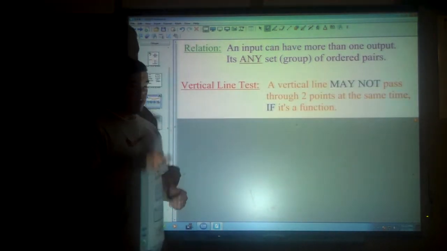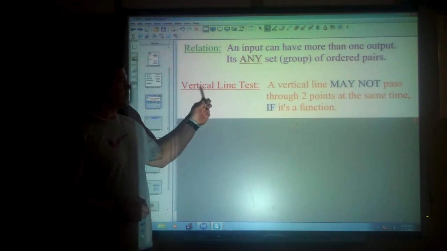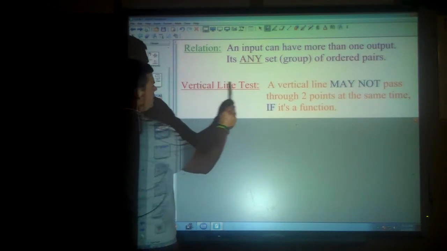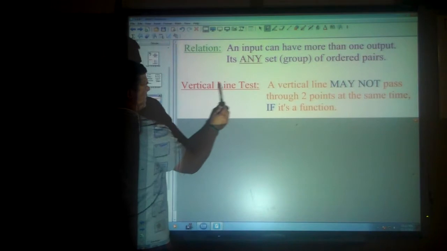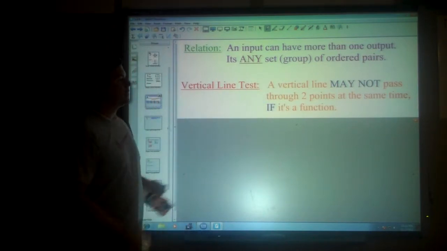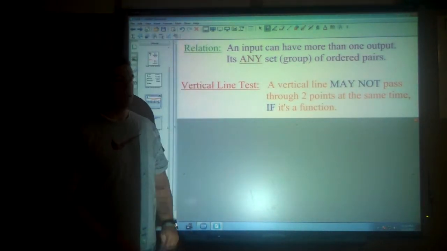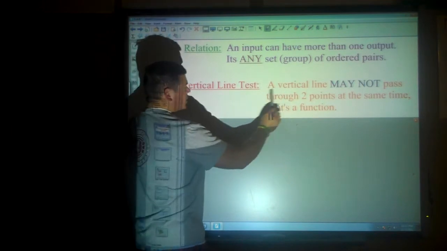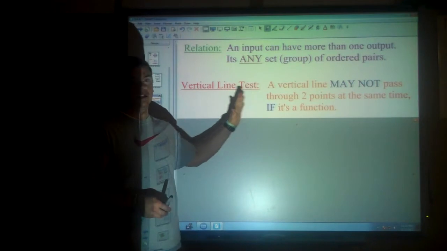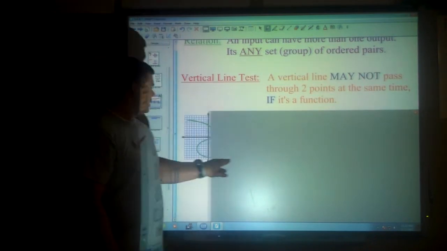Now, if we want to know if we have a function or not, we can look at this right here, this vertical line test, which is kind of cool. If you hold your pencil or your finger up and down, it makes a vertical line, just like this pen is making a vertical line on the smartboard. A vertical line is not allowed to touch two different points at the same time, if it's actually a function. If you do the vertical line test and it ever touches more than one point, then it's not a function. But if it only touches one point at a time, then it is a function. So let's try that out on this graph.